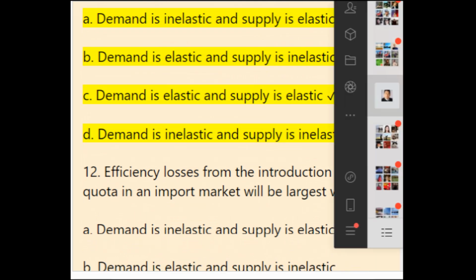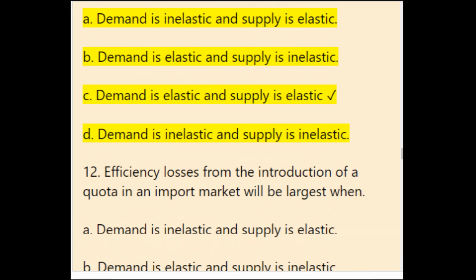Demand is inelastic and supply is elastic. B. Demand is elastic and supply is inelastic. C. Demand is elastic and supply is elastic. D. Demand is inelastic and supply is inelastic.